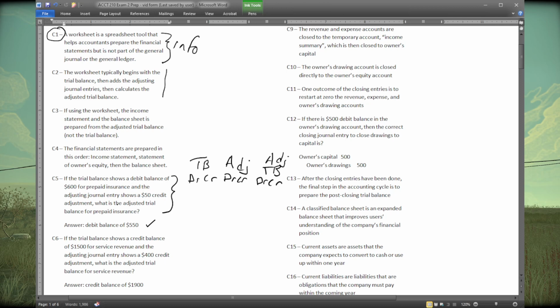And we've got two questions that are somewhat similar, C5 and C6. So here, one of the questions I have is about prepaid insurance. Prepaid insurance is an asset, and so it would normally have a debit. So let's see, it says it has a debit of $600. And it says the adjusting journal entry shows a credit, so here we have these columns, right?